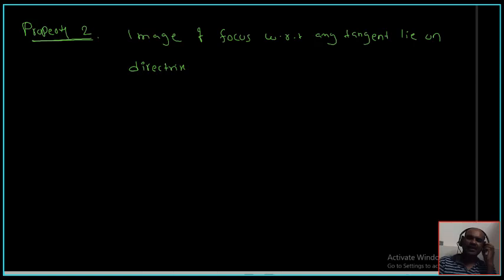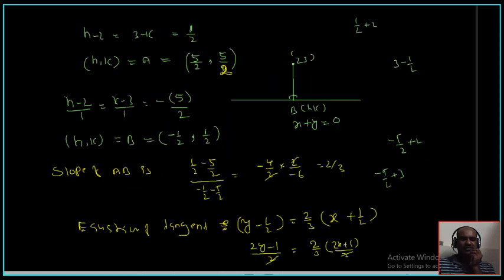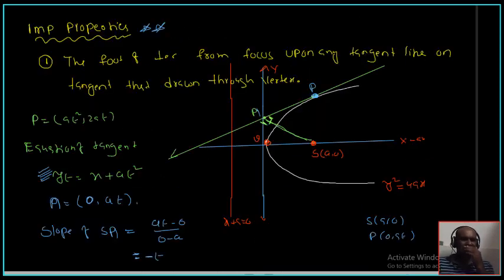Property number 2: image of focus with respect to any tangent lies on directrix. So, okay students, by using this diagram only, I want to complete property 2 also. What property 2 is saying is that the image of S with respect to any tangent will fall on the directrix. Okay, so to prove that result, again I am using the same parabola, that is y square equal to 4ax. Focus becomes a comma 0 only. So SA is perpendicular to this tangent. Do one thing, extend SA. Let it meet directrix at M.